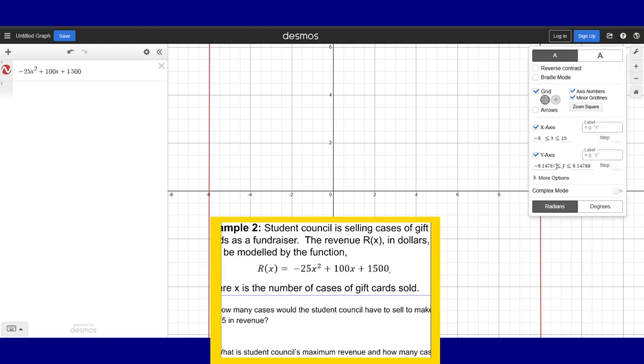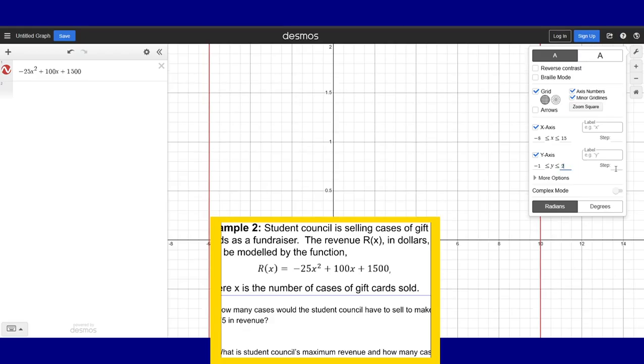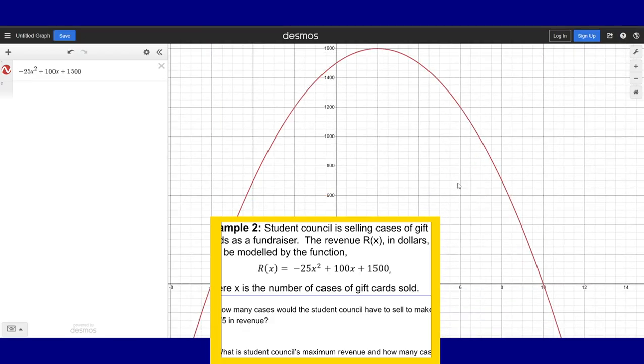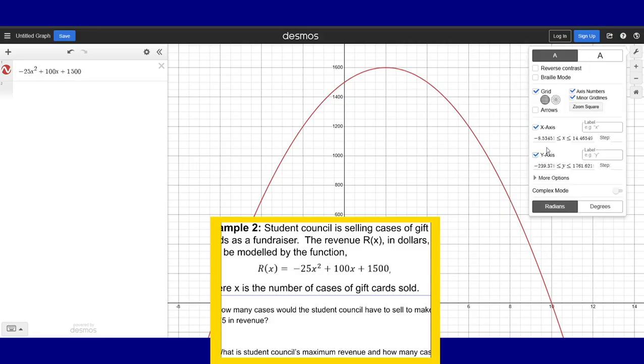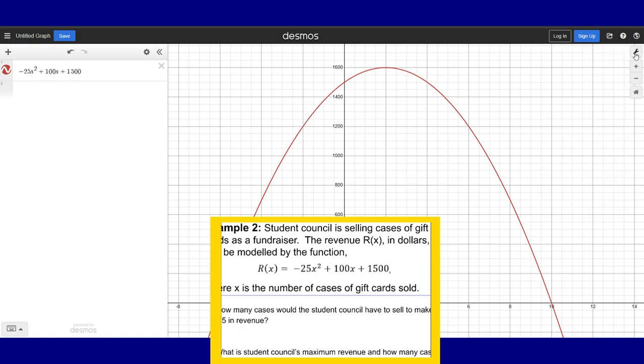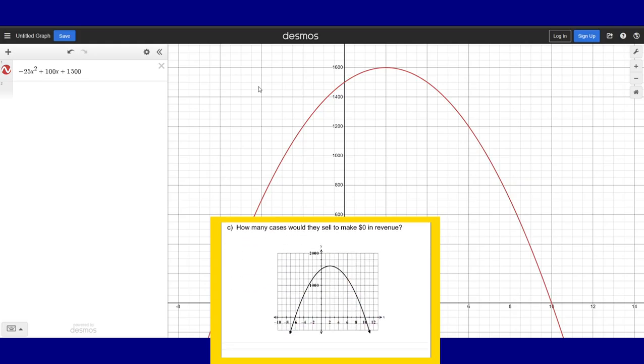I'm going to change the y-axis. We can't have negative money, so let's just make it negative 1, just so we can see it go down a bit. And then we're going to bring this up to, let's say, 2000. Okay, so now we can see it a little bit better. So in some cases, you might have to adjust using these settings in Desmos. So going back to the question, how many cases would the student council have to sell to make $1,375?